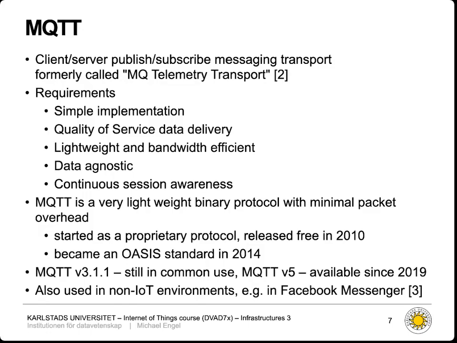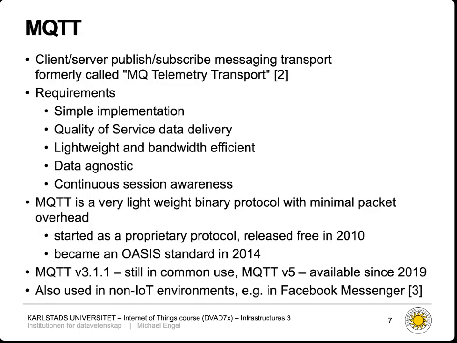In addition, MQTT messages had different importances or relevances, so you should be able to define something like a quality of service for data delivery in MQTT messages. So some messages are more important than others. It should be lightweight and bandwidth efficient, so it should run over low bandwidth lines like, for example, as we've seen, these low power wide area range networks we've seen in the previous lecture.